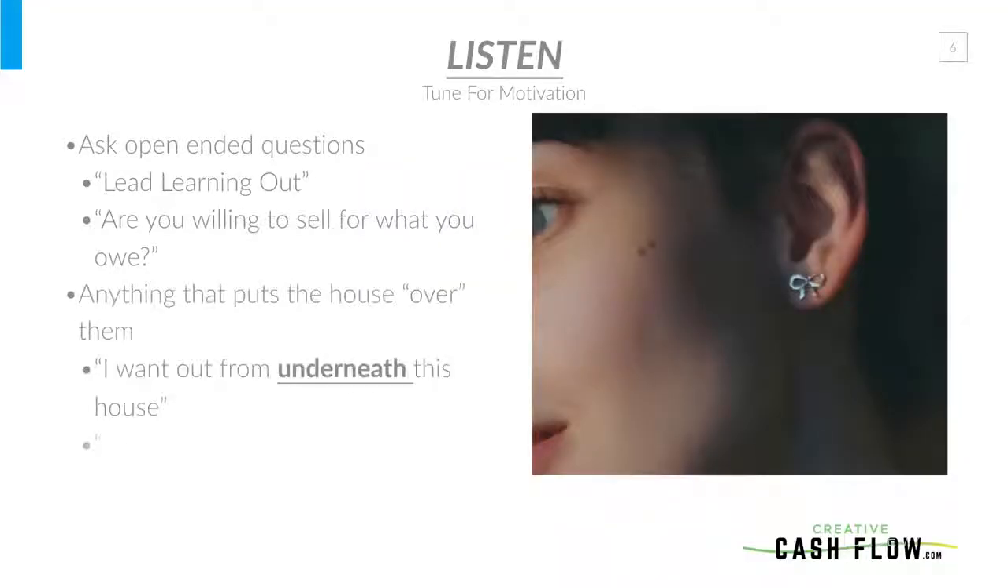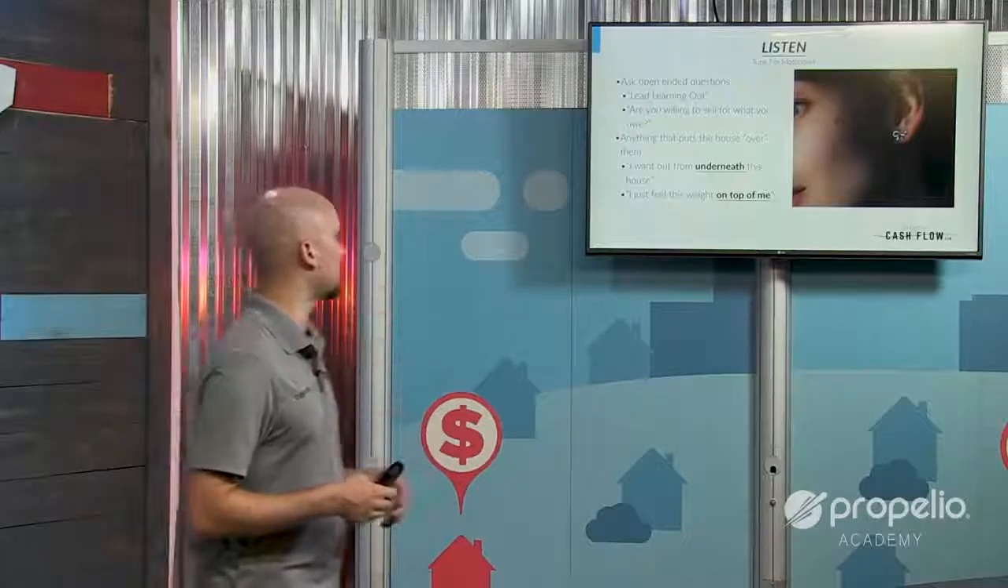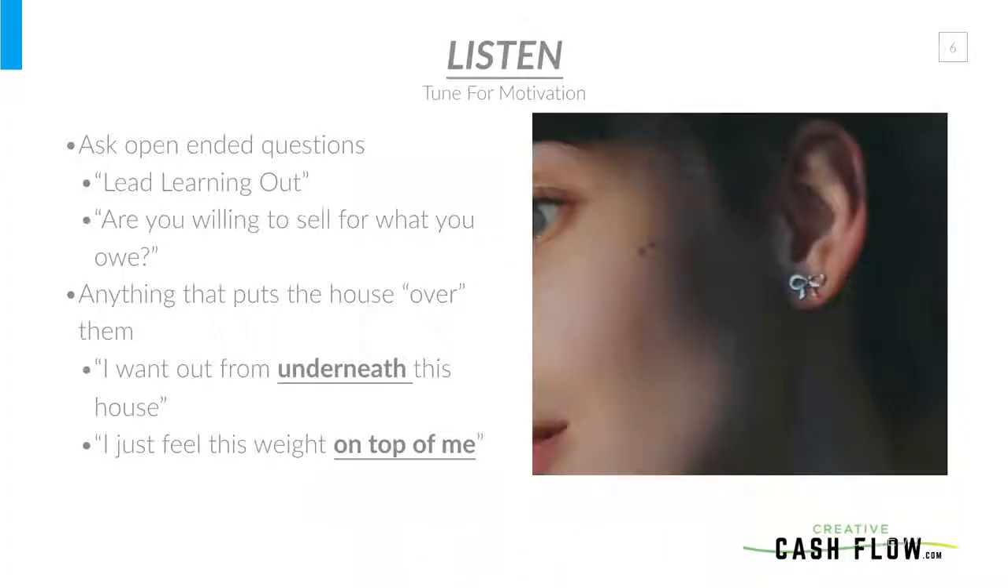Another motivation point that you're looking for is anything that puts the house over them, where they've got some kind of mental image of this house being over them. One of those being, I just need out from underneath this house. Another one being, I just feel this weight of the home on top of me. Any kind of imagery that says that that house is over them, that is your lead. That's the person that you're identifying that says, okay, this person is ready to sell subject to.